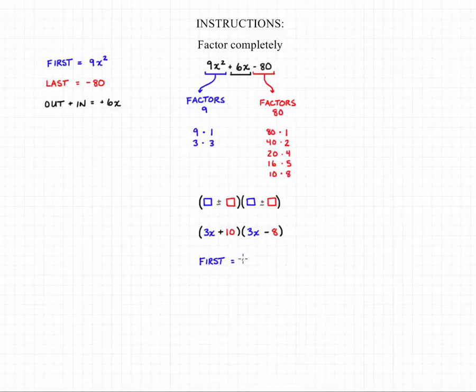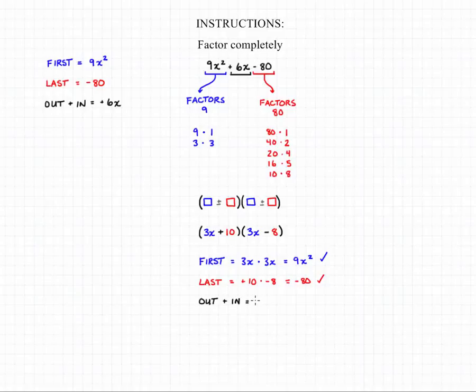As a final step, we want to double check to make sure that our factored polynomial is equivalent to the polynomial that we started out with. So we perform all of our multiplication, and we'll get 3x times 3x is 9x squared, which is what we're looking for. Positive 10 times negative 8 is negative 80, which is what we're looking for.